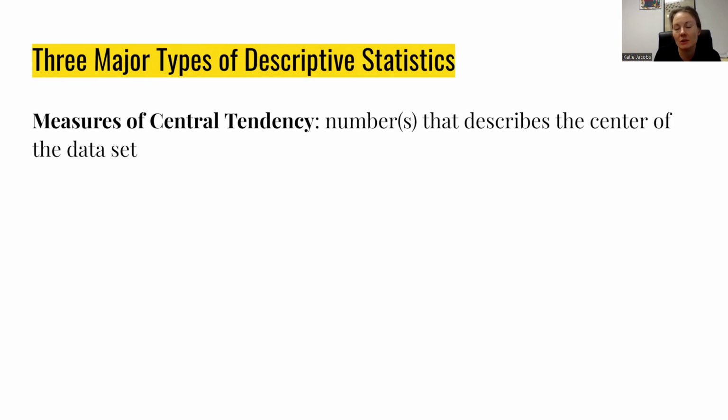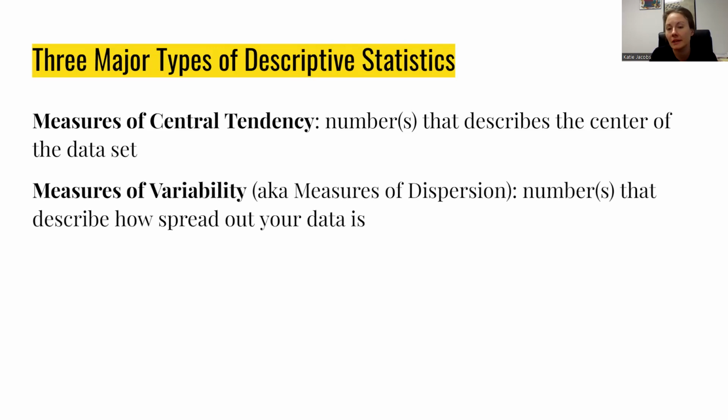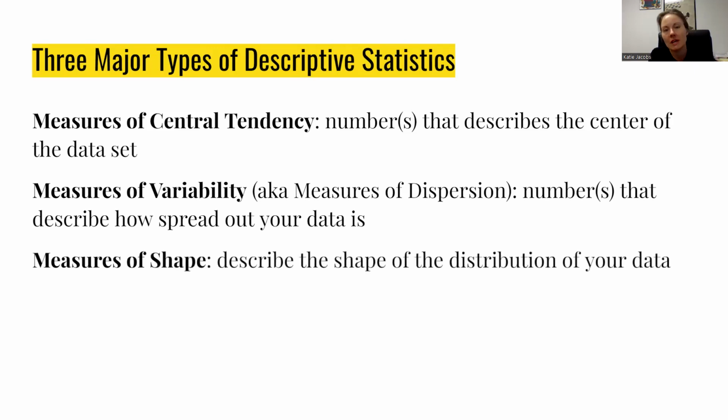The next branch that we'll learn about in the next unit will be measures of variability. And this actually has a few different names, such as measures of dispersion. And this is a number or numbers that describe how spread out your data set is. And then the last major branch that we're going to learn about is called measures of shape. Sometimes you'll hear people call this measures of frequency distribution, which we'll talk about as well. And these describe the shape of the distribution of your data.